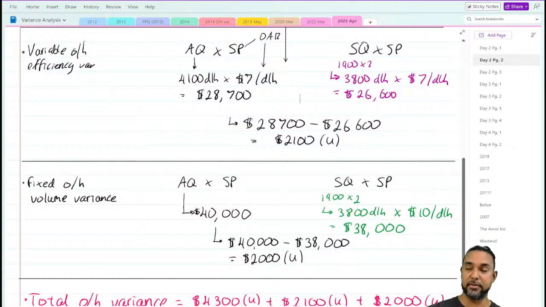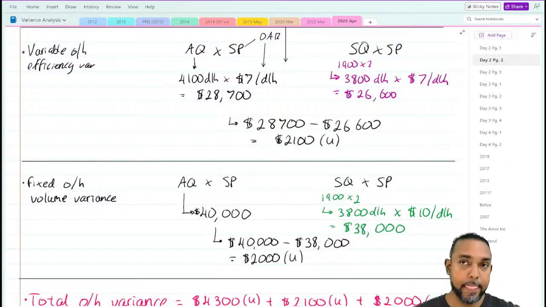The slightly more interesting one is the standard: how much we're supposed to have actually used. Now, just give me one second, let me show.